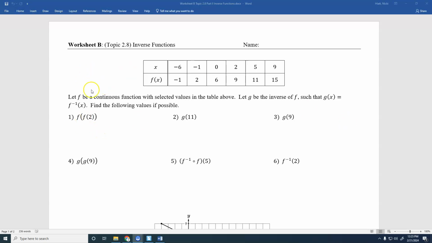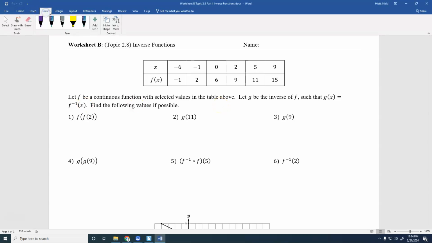So in this, it tells us that this is f. It says g is the inverse of f right here. So g equals f inverse of x. So the first part should just be a review. It actually doesn't have anything to do with inverses here.